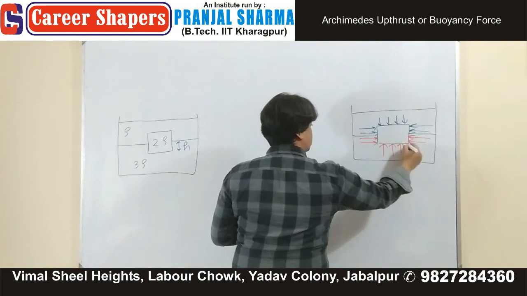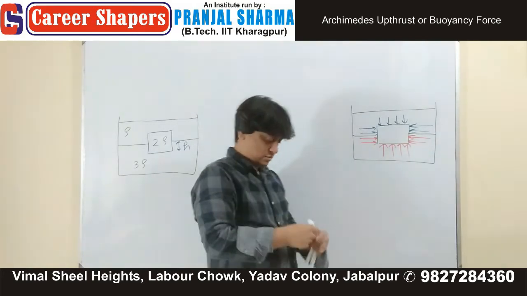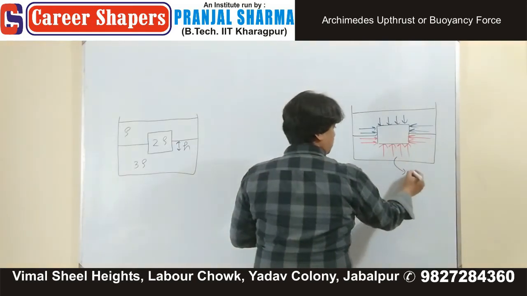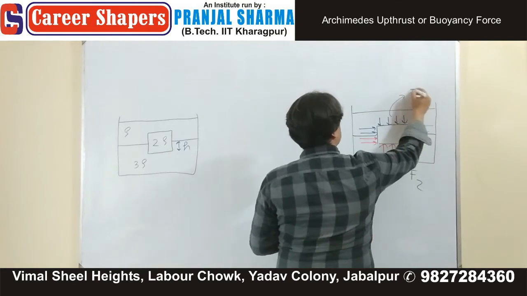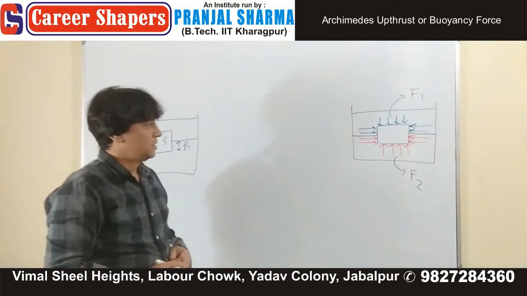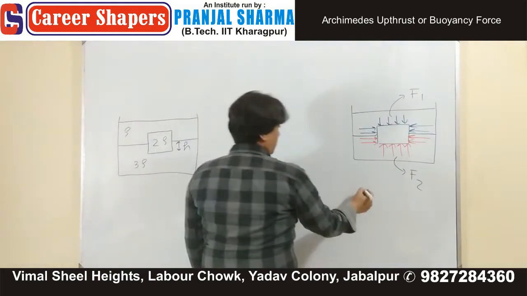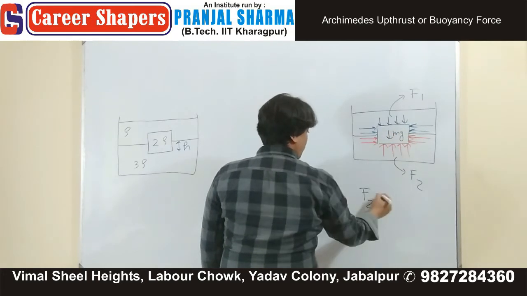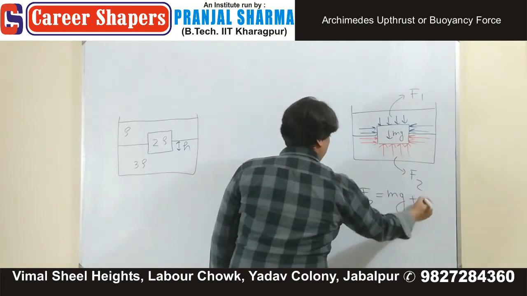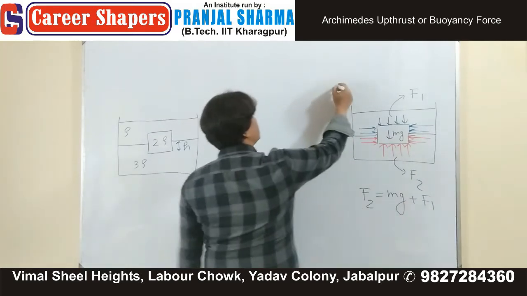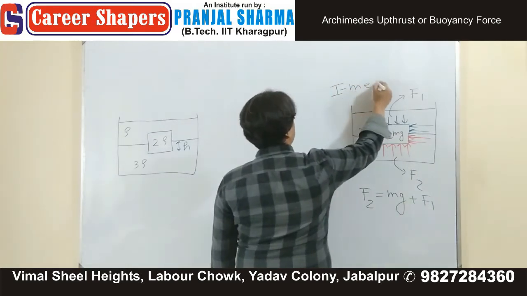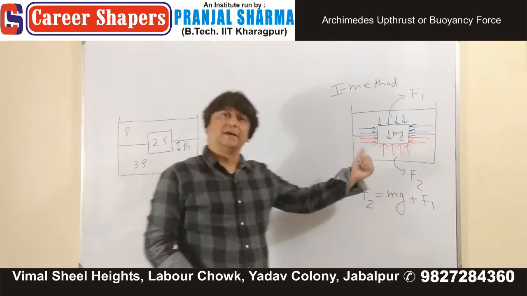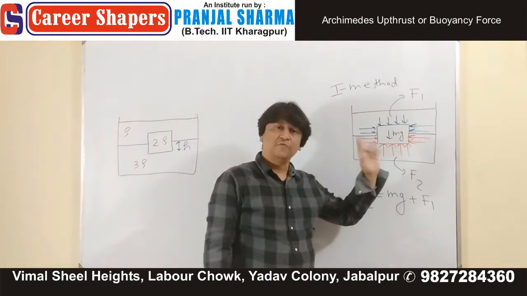Find this. Call this F2. Call this F1. F2 and F1. F2 will be balancing mg and F1. This is your first long method. लेकिन आइडिया होना चाहिए, इसलिए इस मेथड को भी दिमाग में रखना. फिर से सुनना क्या हुआ यहाँ पर.